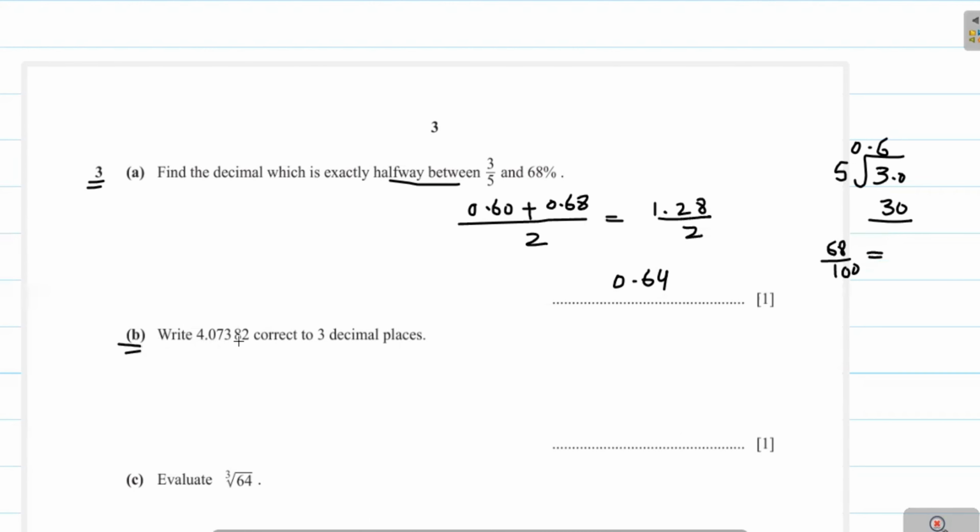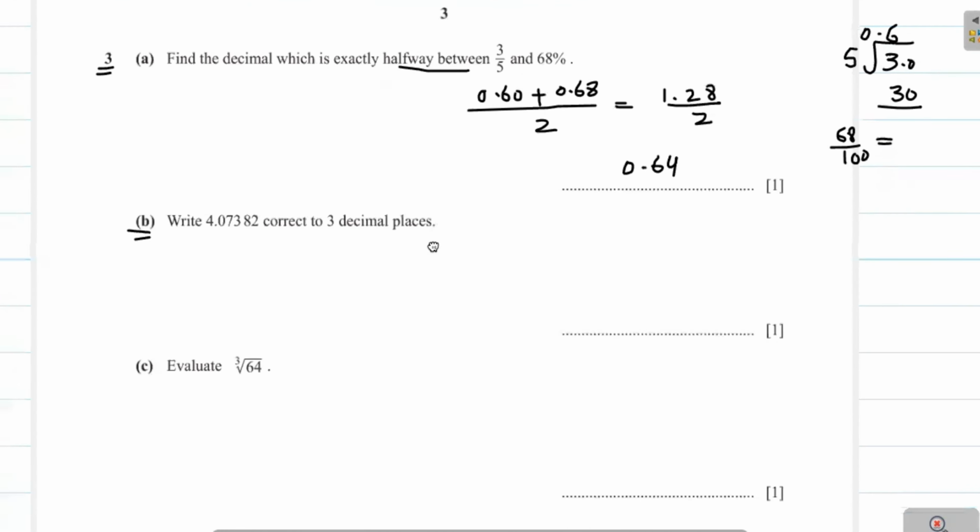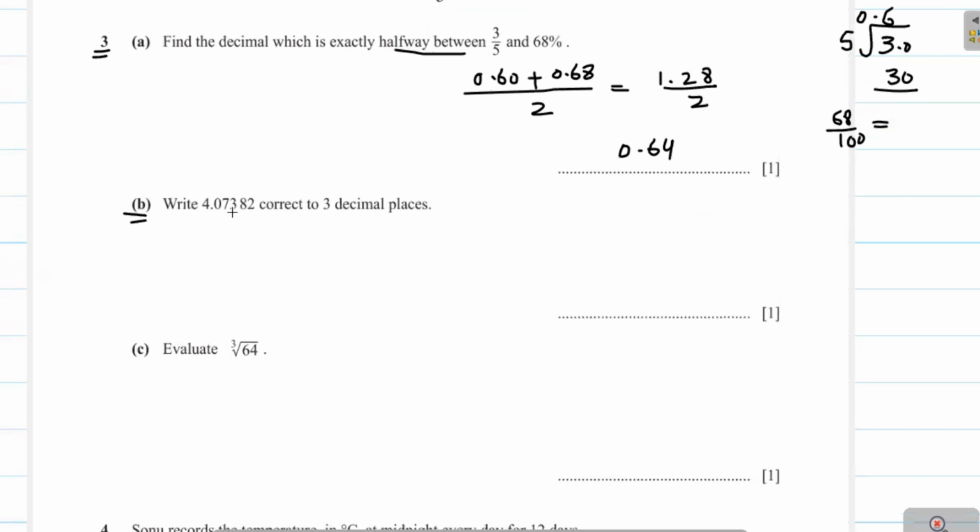Part B, write 4.07382 correct to 3 decimal places. You see here the value to 3 decimal places is 4.073, and the neighboring digit after the third decimal place is 8, and this value is greater than 5. Therefore, we will add 1 to this number 3. Therefore, we get 4.074, and 4.074 is the value to 3 decimal places.